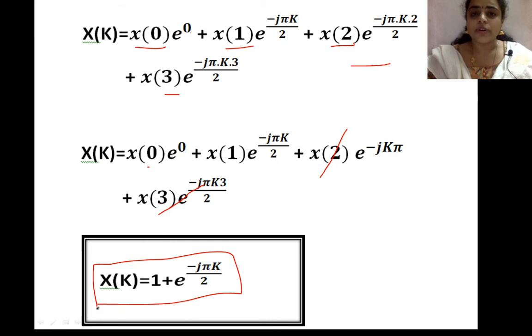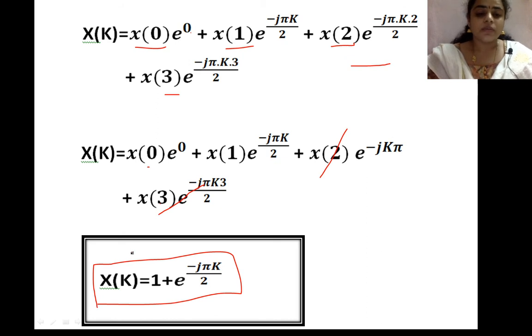Okay, you have to reduce the expression into a simplified version in a single variable, k. Then only it is very easy to find our DFT value. No need to take down the equation every time, and no need to substitute the small n value and capital N value every time. This is the easiest way to find the DFT of a signal.